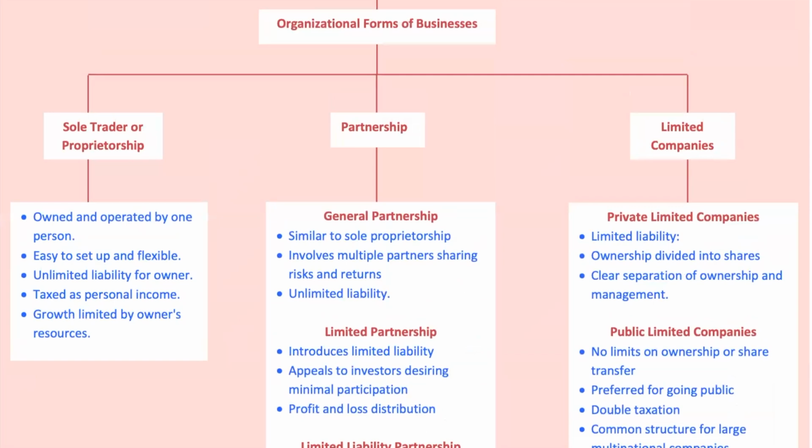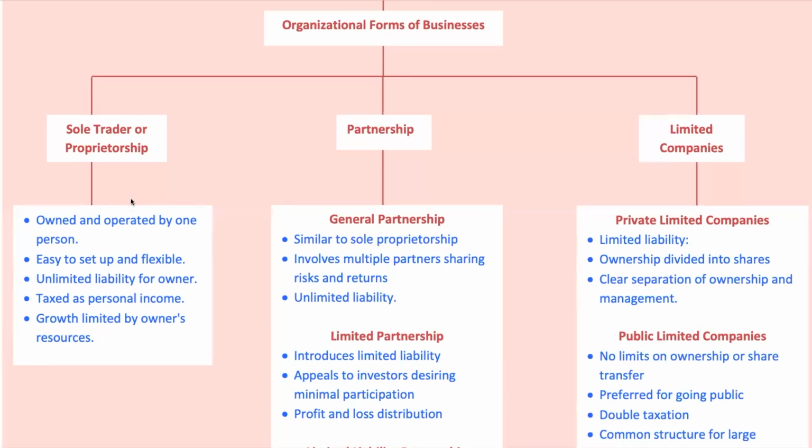A sole proprietorship is owned by one person who funds and controls everything. It's super flexible, but comes with a big downside. The owner assumes all risks and profits are taxed as personal income. For example, think of a family-owned store. It's simple, but growth is limited by the owner's resources and risk appetite.